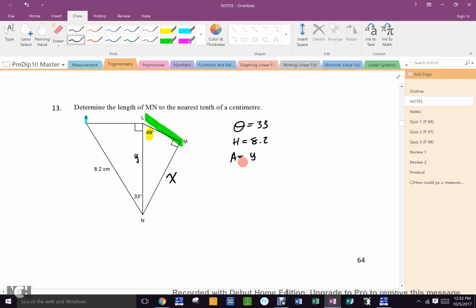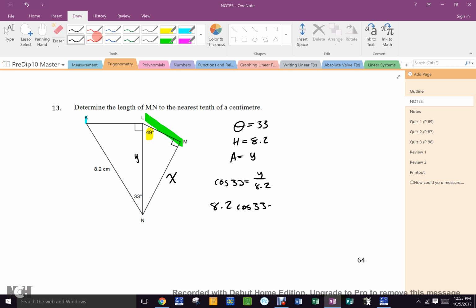So, of course, since we're doing cos, cos 33 equals y over 8.2. So 8.2 cos 33 equals y. On my diagram, maybe you made this q. It doesn't matter. Or x.